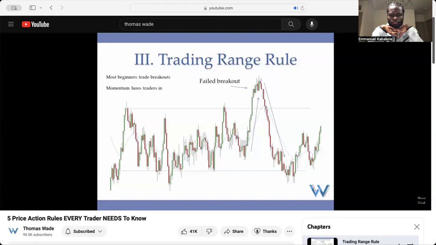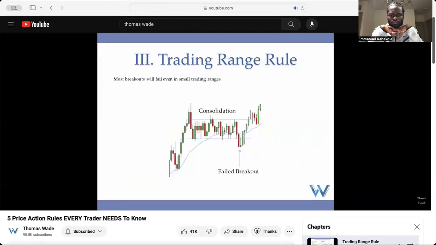And there are instances included in price action that will help you understand which breakouts are going to work and which fail, such as bullish or bearish imbalance. Most breakouts will fail even in small trading ranges. This small little consolidation is a trading range structure, just like we saw in the examples earlier, just on a small micro frame. There's a support, there is a resistance, there's just indecision, there is no clear direction.